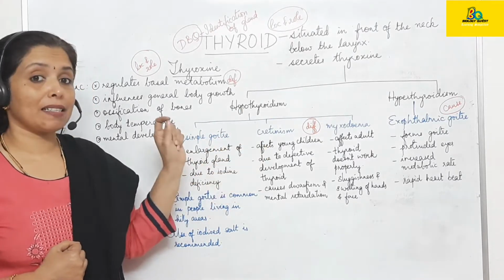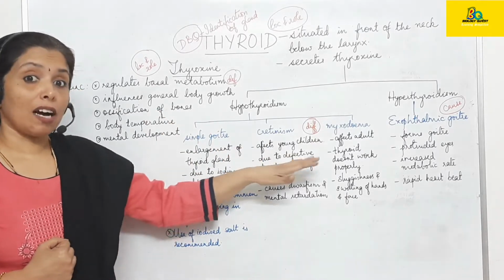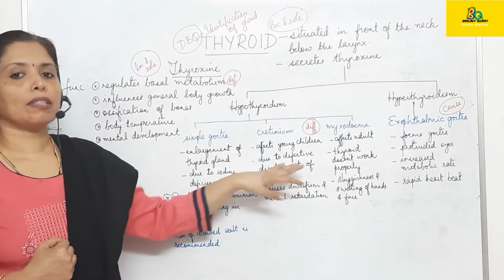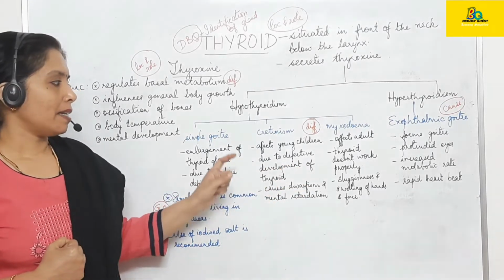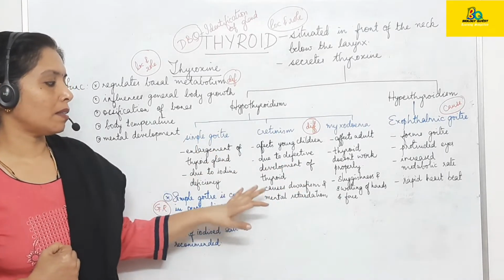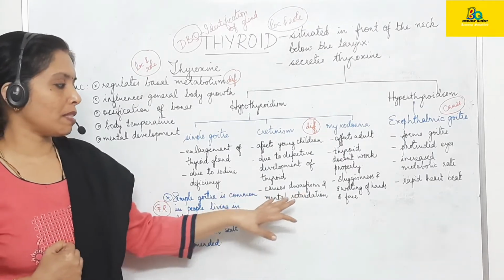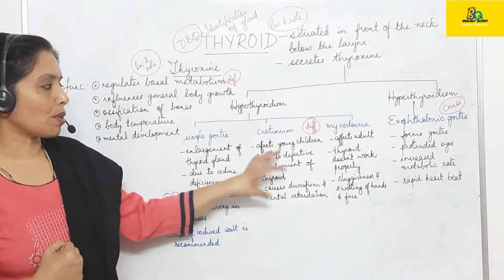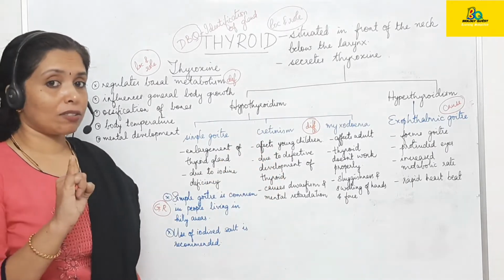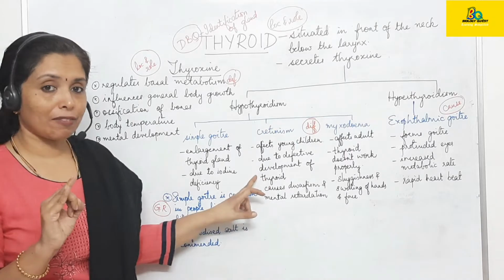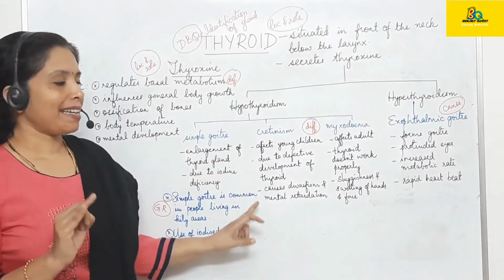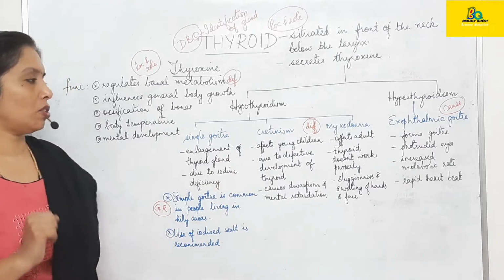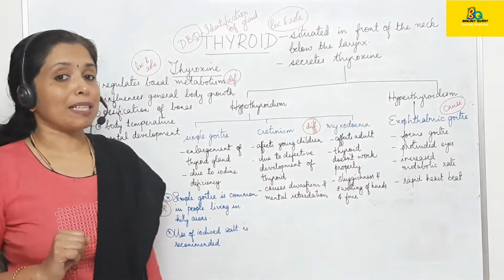Cretinism, remember, is a condition affecting young children. Okay, and it is due to the defective development of the thyroid gland. Cretinism causes dwarfism and mental retardation in children. So these are the points that you should know regarding cretinism. It affects young children. It is due to the defective development of thyroid gland, and it causes dwarfism and mental retardation in children. The third condition is myxedema.